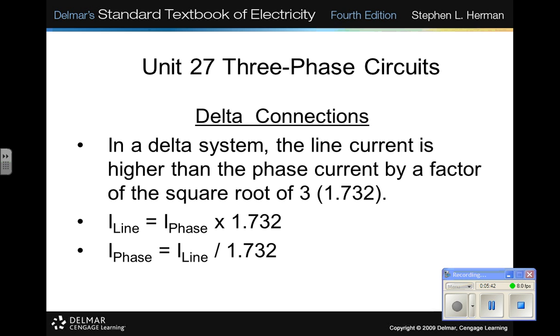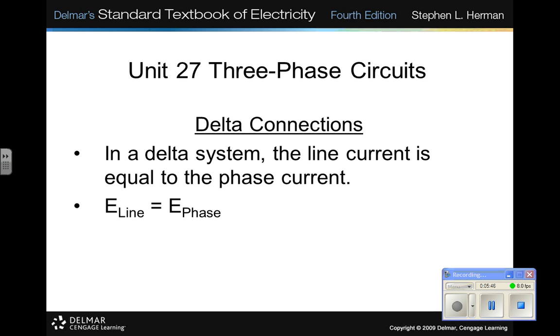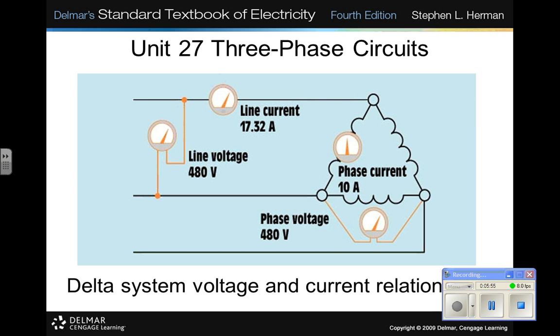Now, because that's reversed from the other type, we're going to have a reversal on the voltage, because the voltage is going to be constant, like a parallel circuit, because it is a parallel circuit. Here we have a picture of a three-phase delta setup.